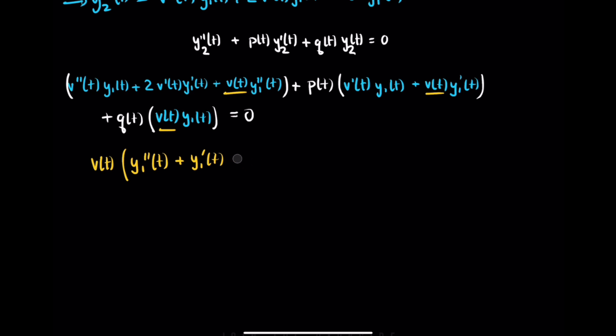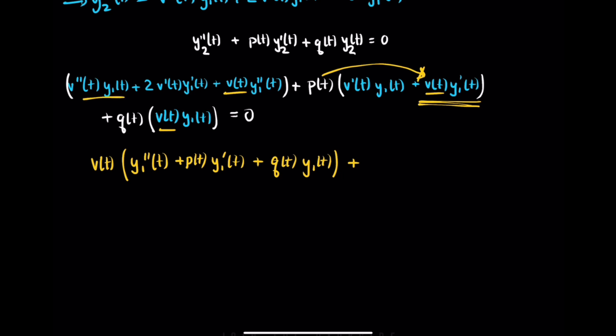Oh, and sorry, there are coefficients that these multiply with. So this second term is going to have a p(t), and then this third term is also going to have a q(t) y1(t). Okay, and that's the first term. And then your second term, we can say that that's v''(t) y1(t).